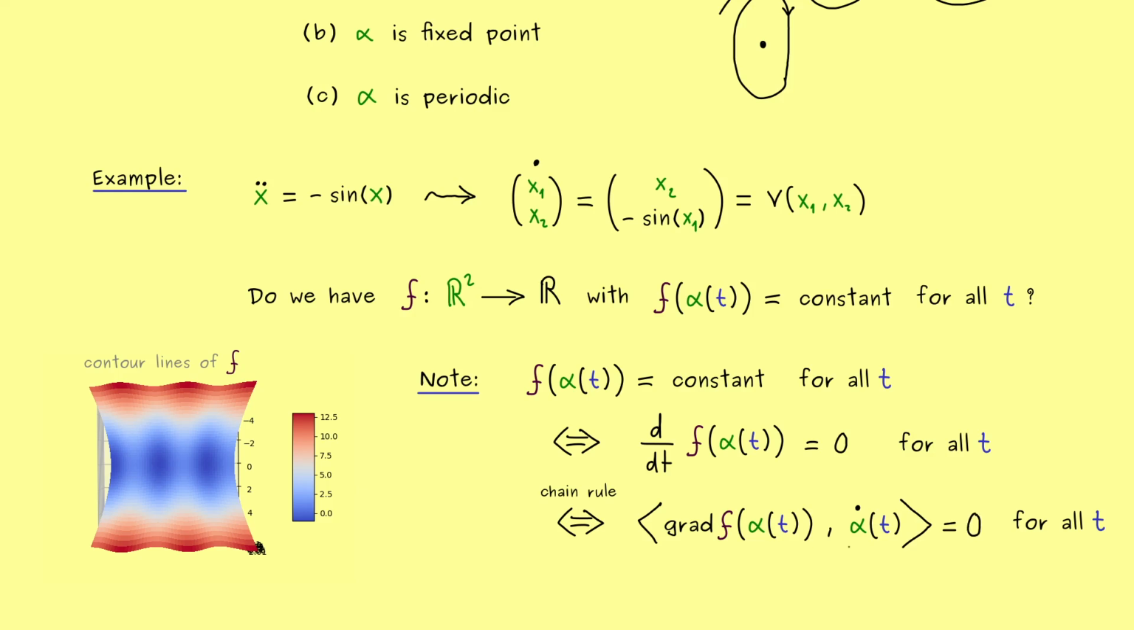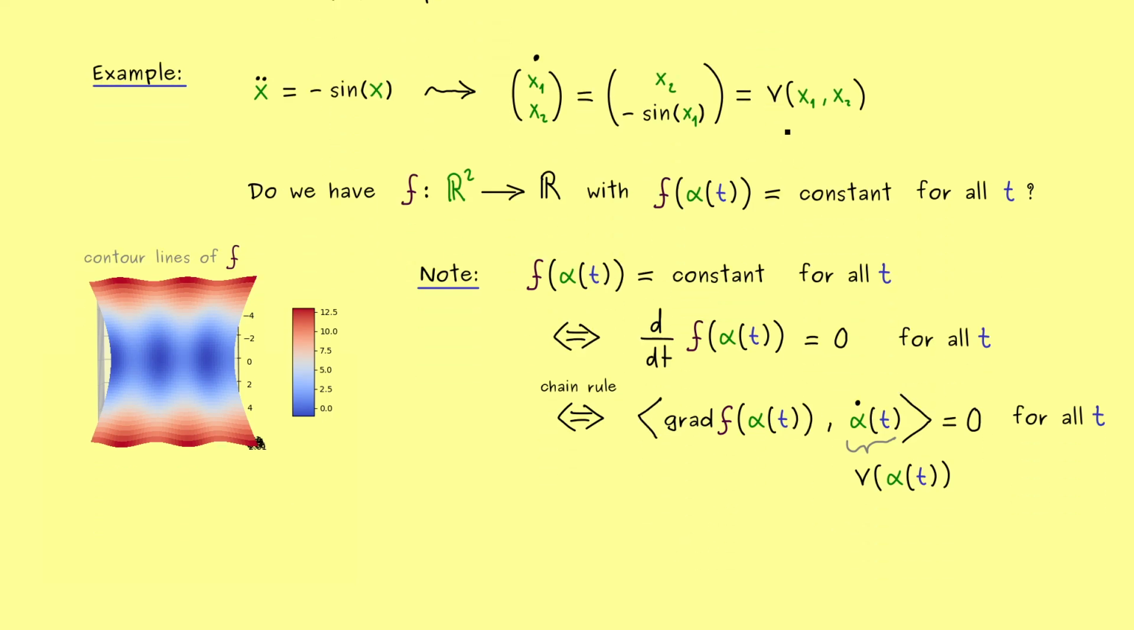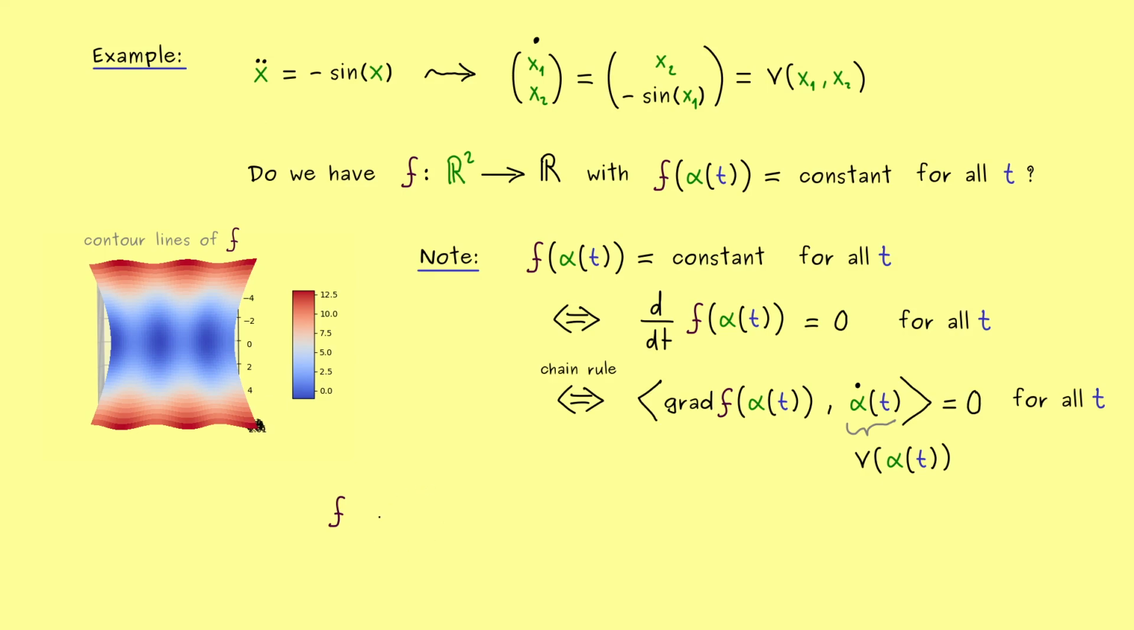This implies that alpha dot is equal to v of alpha. So this is exactly what our solution of the differential equation does. So in summary, we can say what we have to find here is a function f whose gradient is perpendicular to v. And this is not too hard because we can try some things out.